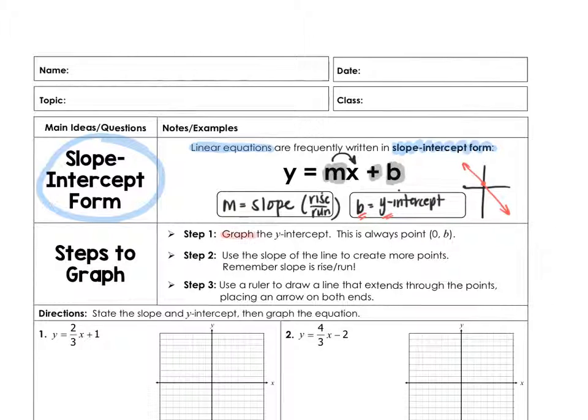The first thing you do is you plot the y-intercept. You graph the y-intercept. And that's always the point (0, b), because it's on the y-axis. So since it's on the y-axis, x is 0, and then you travel to the y value of b and plot it somewhere on that y-axis. Then, after you plot the y-intercept, you use the slope of the line to create more points. So you go from the y-intercept and you rise and run to make another point. And then you'll use the ruler to make a beautiful straight line. So let me show you what I mean.